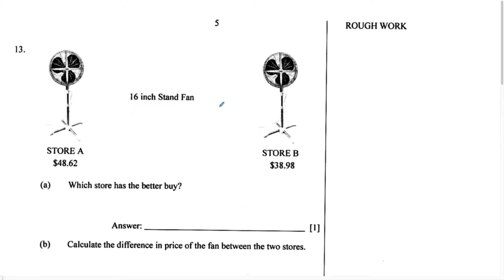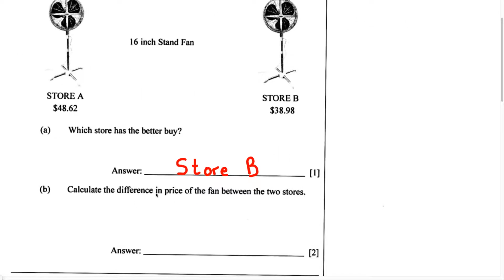Now let's do number 13. They give us two different stores with two different prices. Part A says, which store has the better buy? Well, if we look at this, we can see store A has it for $48.62 and store B has the same exact fan for $38.98. Therefore, store B is going to be cheaper than store A, which means store B has the better buy.